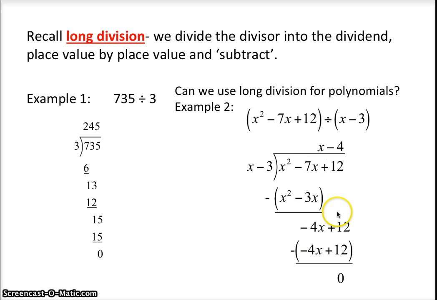We carry down our 12, and now we're saying, what do we multiply x minus 3 by to get negative 4x? So we're going to multiply by a negative 4. Negative 4 times negative 3 gives us plus 12. Negative 4 times x gives us negative 4x. When we subtract this from the line above, we get a remainder of 0, telling us that the divisor of x minus 3 times the quotient of x minus 4 will give us our dividend, our original polynomial.